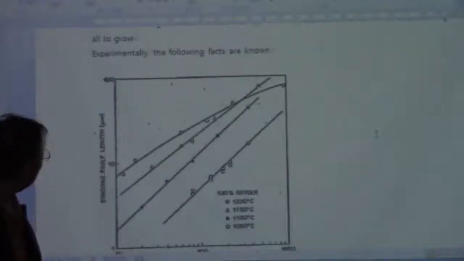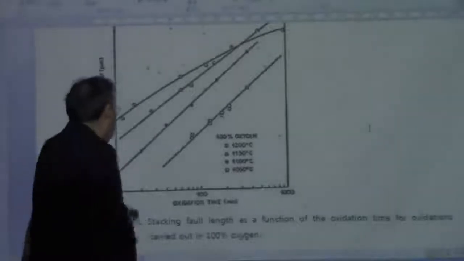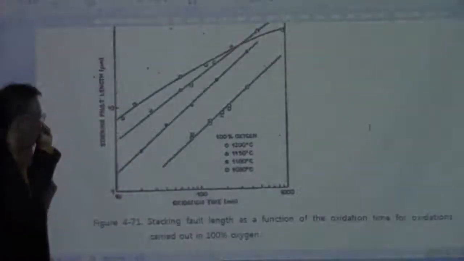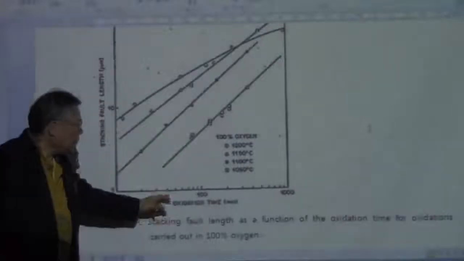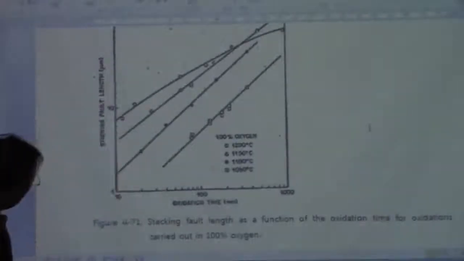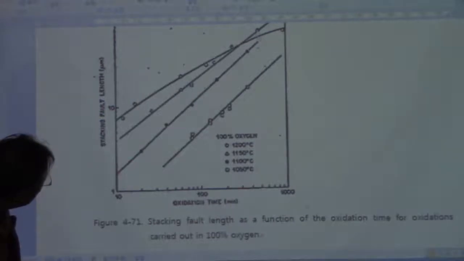Okay? Experimentally, what we can see here is the oxidation time, and at different oxidation temperature, stacking faults length, as you can see, it grows. It's a log scale with the oxidation. And at this elevated temperature, it may deviate from the straight line, but generally it grows with the oxidation. And OISF length increases with the time of oxidation, and the growth rate is faster at high temperature, at least below 1200 degrees Celsius. You can see in the experimental data, right?